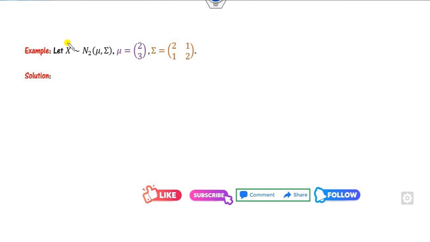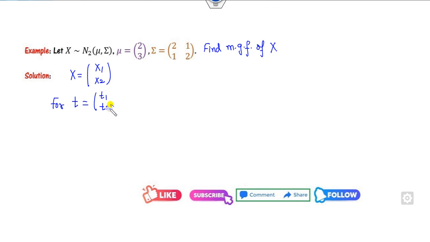Now let's see one example. If x follows N2, what is the meaning of that? X will be x1 and x2, where mu is this and sigma is here. Then find the moment generating function of x. Now what is the dimension of this? There are 2 dimensions, so I can see the capital T will also be t1, t2.